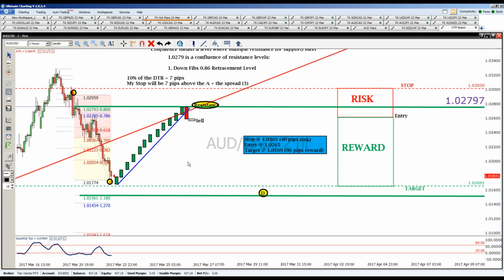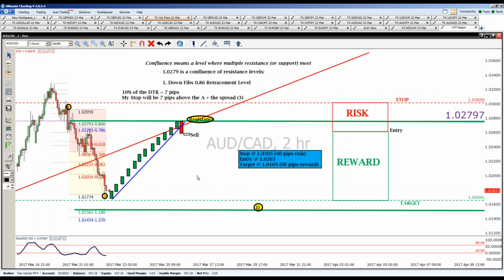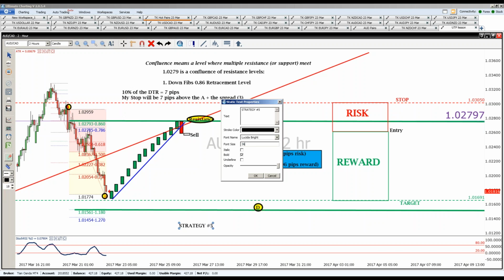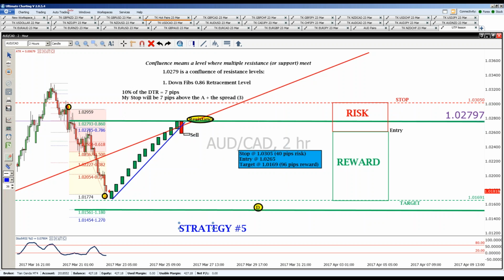Okay, but this is strategy number 5 in a nutshell. Right. I'm gonna allow you a minute or two just to take a screenshot of this, and you can print it out and stick it against the wall. This is strategy number 5.